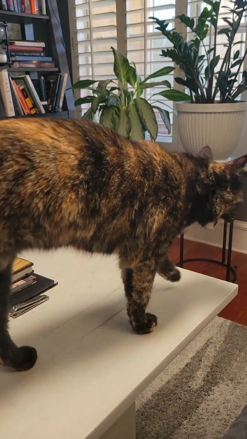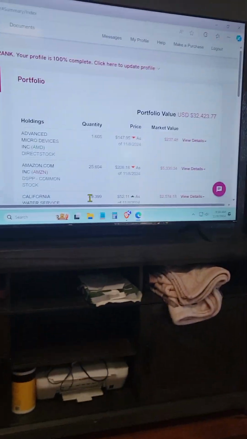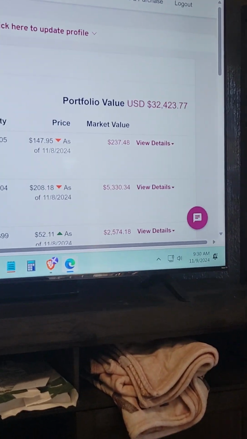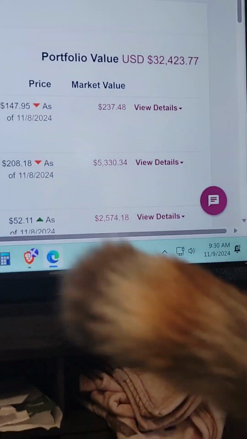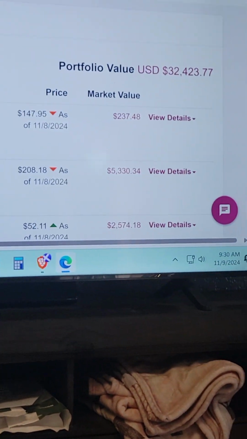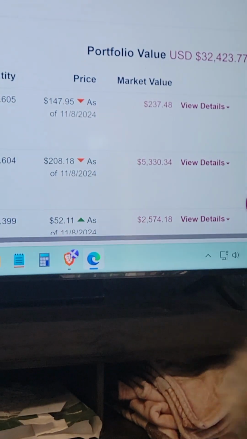All right. Yes. Okay. I'll try to focus in. I'm trying to get the cat out of the way here. Come on, Bella. All right.